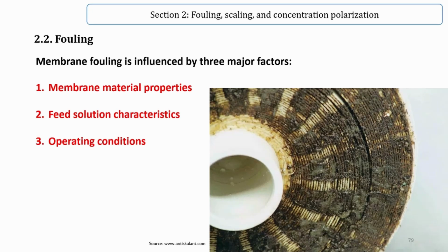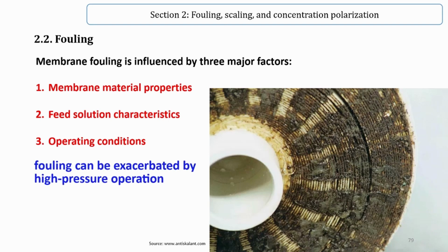Membrane fouling is influenced by three major factors: membrane material properties such as hydrophilicity, roughness, and electrical charge; the feed solution characteristics such as the nature and concentration of the foulant; and the operating conditions, as fouling can be exacerbated by high pressure operation.